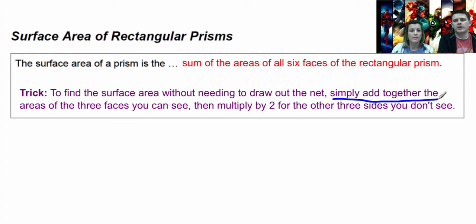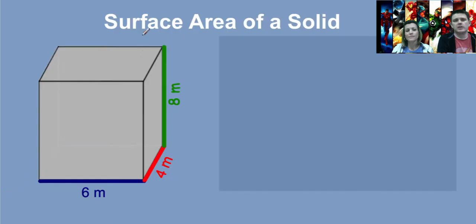So here's our shortcut that we want to jot down. We're going to simply add the areas of the 3 faces we see and then multiply by 2 for the other 3 sides you don't see. So we're going to find the area of 3 sides, add them together, and then multiply by 2 so we get all 6 faces. So this is just a quick little example for us.